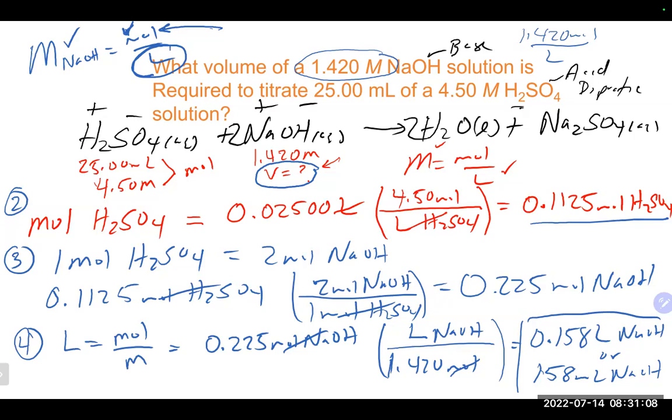Now, people have the tendency to incorrectly use the dilution equation on these types of problems, M1V1 equals M2V2, and you will get the wrong answer here because the mole-to-mole relationship is not a one-to-one relationship. It will only work if you get lucky. If it's a one-to-one relationship between the acid and base, then it will work, but you really shouldn't do that. You should always show the equation and do the problem this way.